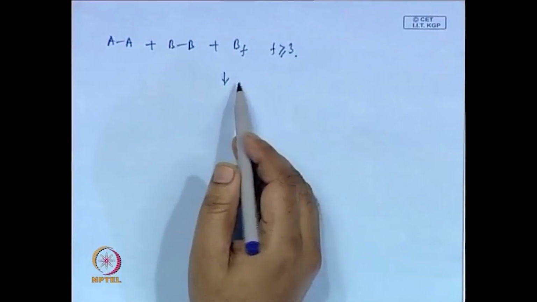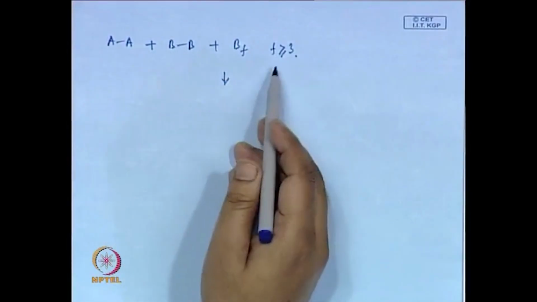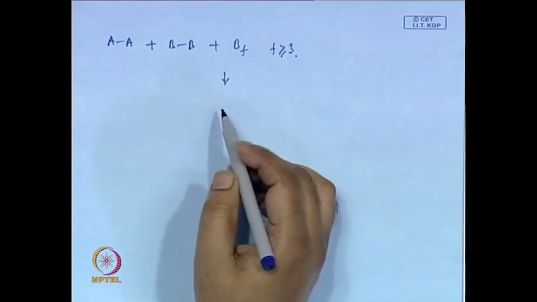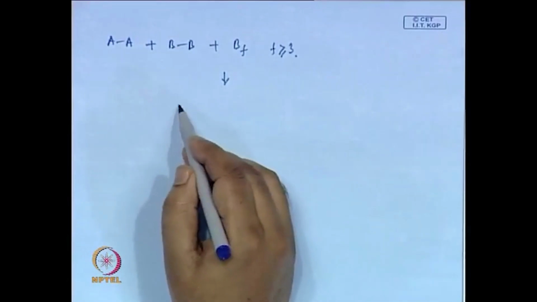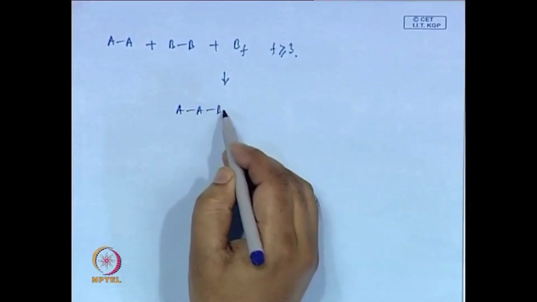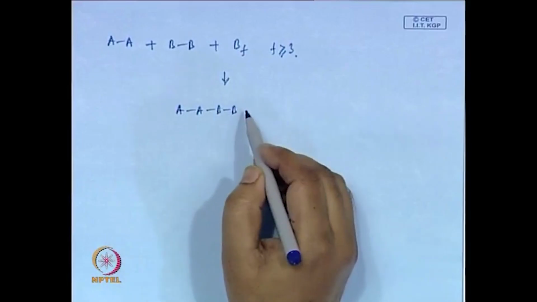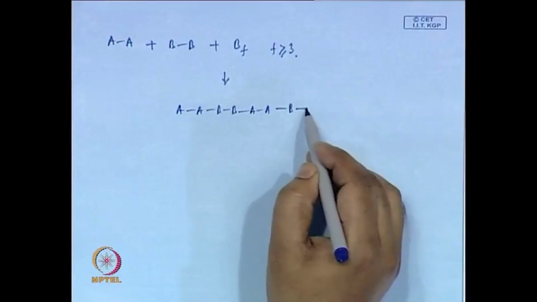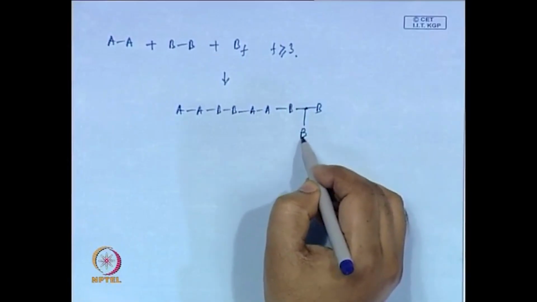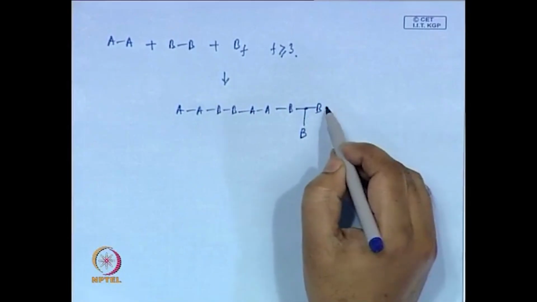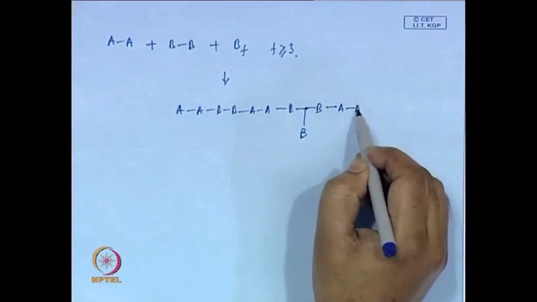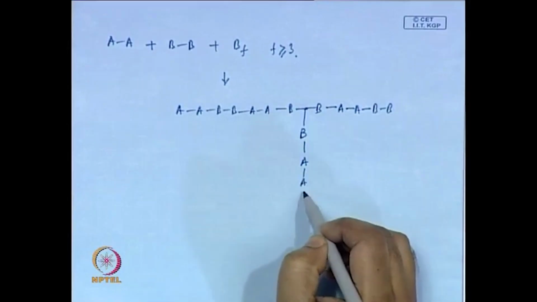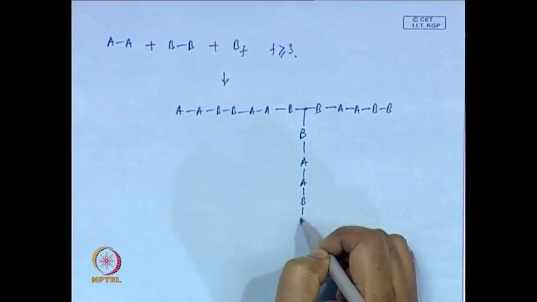How will it react? This one, A plus BB, BF, where F is 3 or higher. Obviously the reaction will be A, B, B, B, A. Suppose this B comes here and you have B, B. Suppose we are talking about F is 3, this will react with A, again B, B, this will react with A and B, B, and so on.